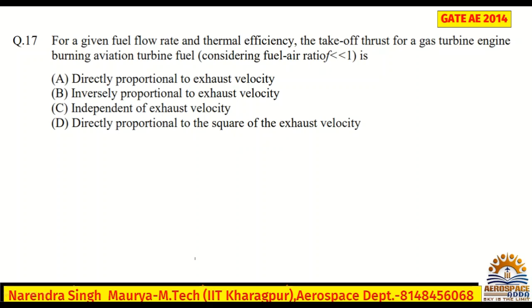Now this is problem number 17. For a given fuel flow rate and thermal efficiency, the takeoff thrust for a gas turbine engine burning aviation turbine fuel, considering fuel air ratio f less than 1, is. So what they are asking is the takeoff thrust for a gas turbine engine.